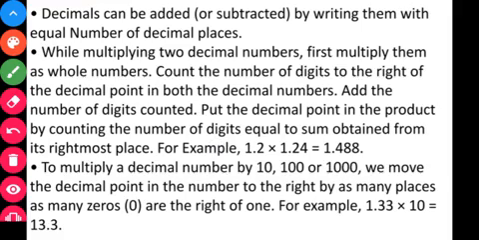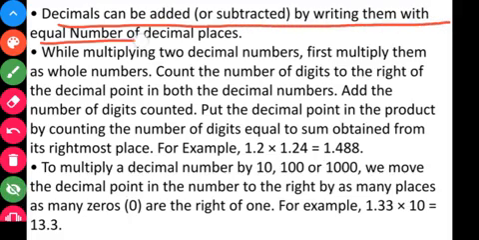Now next, decimals can be added or subtracted by writing them with an equal number of decimal places. Okay, you learned in the previous class how to add or subtract decimal numbers. So for addition and subtraction of decimals, first we convert them into like decimals. Then we add or subtract whatever is given. Okay. So decimals can be added or subtracted by writing them with an equal number of decimal places, or like decimals, you can say.